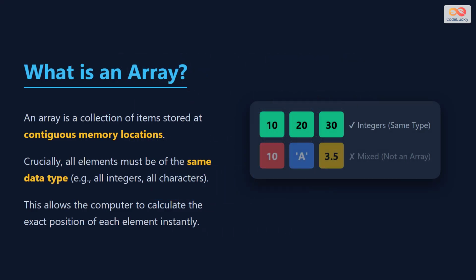Let's start with a definition. An array is a collection of items stored at contiguous memory locations. This means the items sit side by side in memory with no gaps. Crucially, every item in an array must be of the same data type, such as all integers or all characters. You cannot mix types in a standard array.